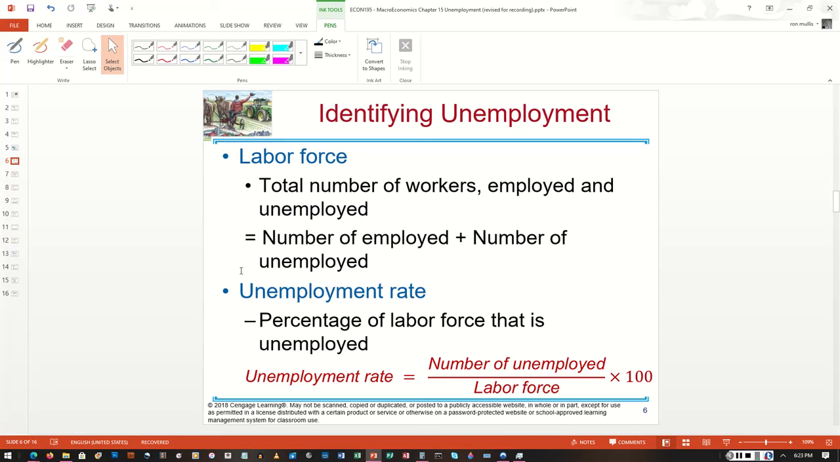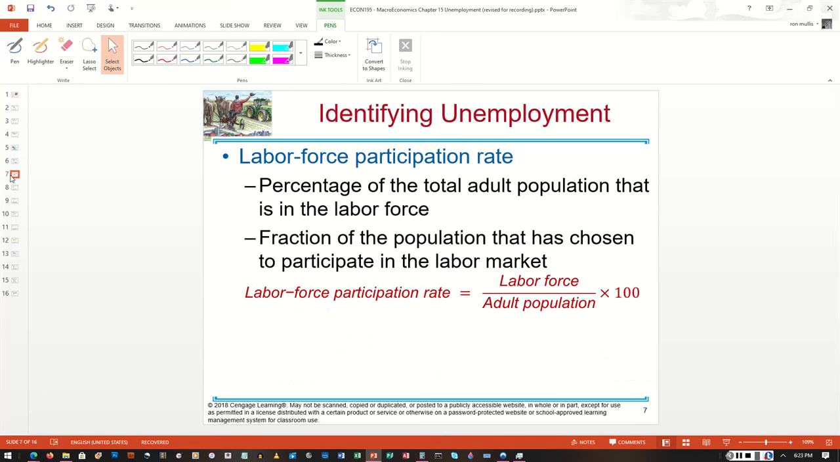and then we multiplied all of that by 100. And then on this slide, this is the same thing that we did in slide 5, where we came up with the labor force participation rate. We just took the total labor force and divided that by the adult population, and then we multiplied that by 100.